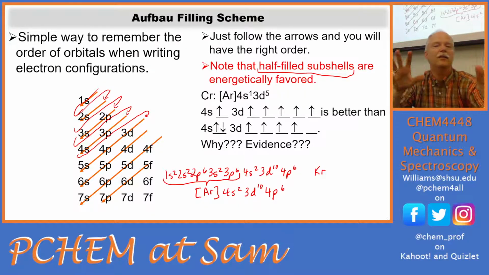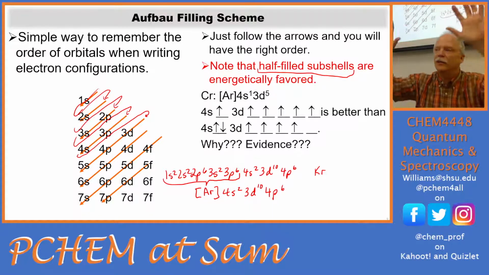So chromium actually drops in energy if that s electron drops over into a d orbital, and then everything drops.